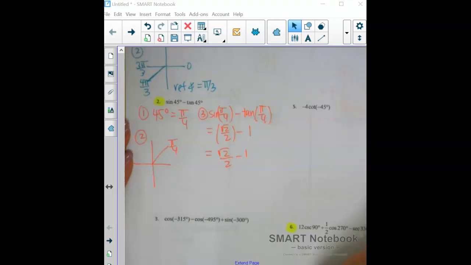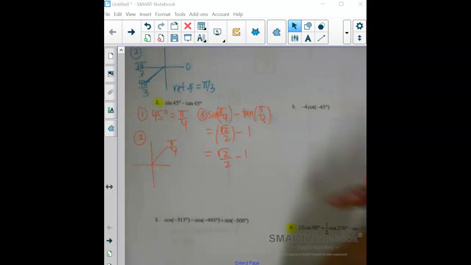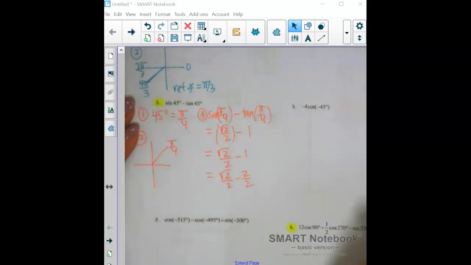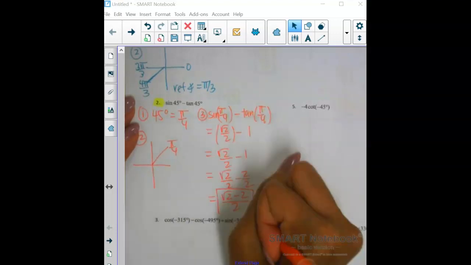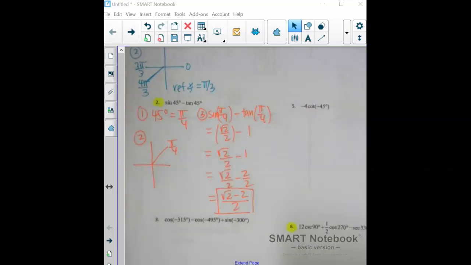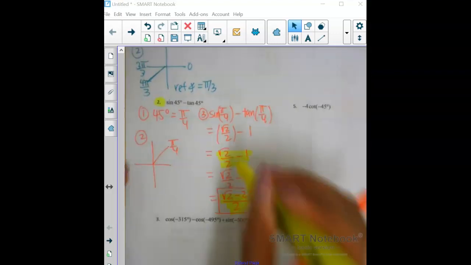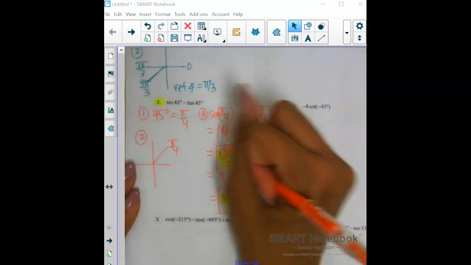This will technically work as my answer, but I know how I might put it on tests and quizzes for your multiple choice section. Find a common denominator for those. What's a good common denominator to use? 2. So we can make that square root of 2 over 2 minus 2 over 2. I would just make this one big fraction, because on tests and quizzes, even though this is correct, I'm going to probably write your multiple choice answers like this. So understand, technically both of these are correct, but I just want you to see what both of them might look like on tests and quizzes.